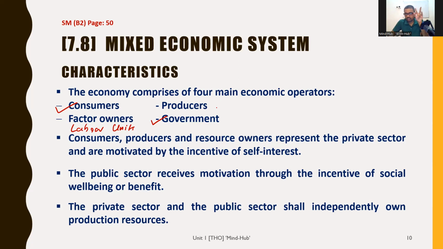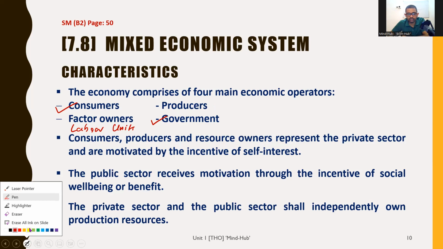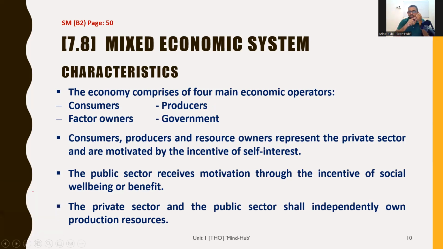So can you see, in a command economy, we have consumers, government, and labor units. In a market economy, we have consumers, producers, and factor owners. So in both of those economies, one of these is left out. But in a mixed economic system, we have all four. We have consumers, producers, factor owners, and the government as well. Mixed economic system.